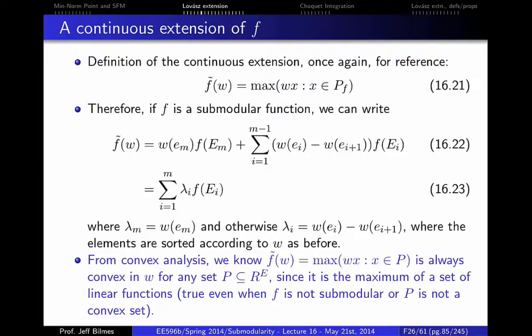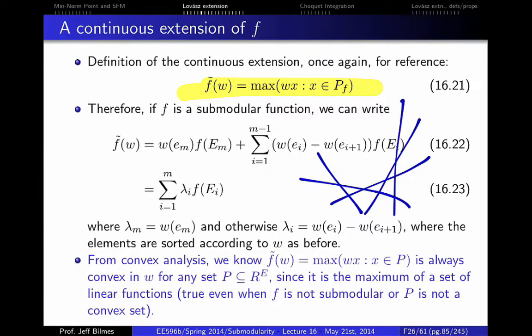Now let's think of this function for a minute. It's the max over a bunch of linear functions, right? So this is always going to be convex. When we maximize a bunch of linear functions, we've got this and this and this and that and so on, and the resulting function, which is the max, is going to be polyhedral convex. So anytime we write a function of the form 16.21, it's going to be convex.